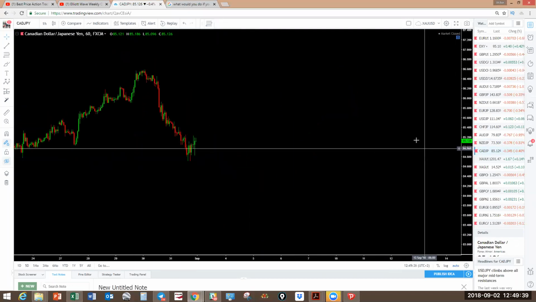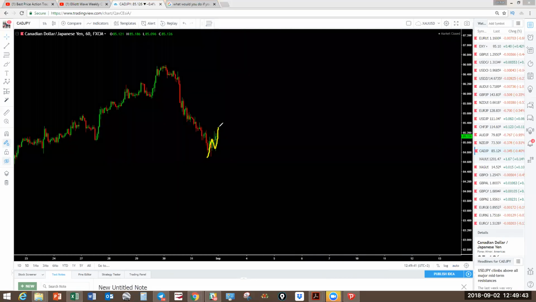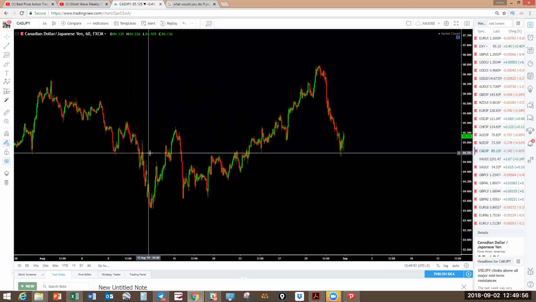CADJPY, let's see, also making a three-wave correction. Could come down and do that and be a little bit more sideways than the others before it actually comes to the downside. So let's wait for this to play out. It's very corrective at this stage.